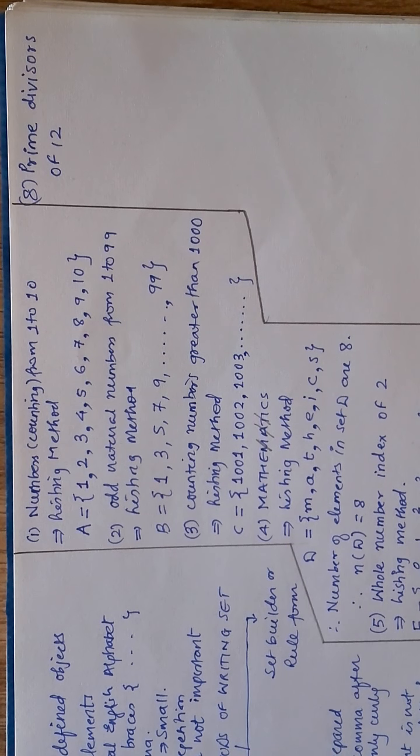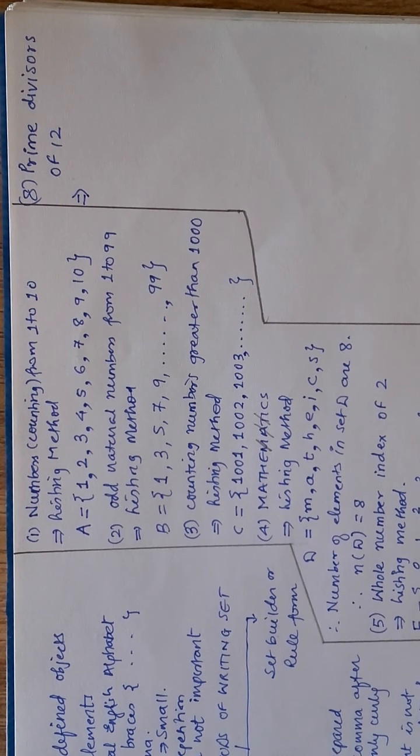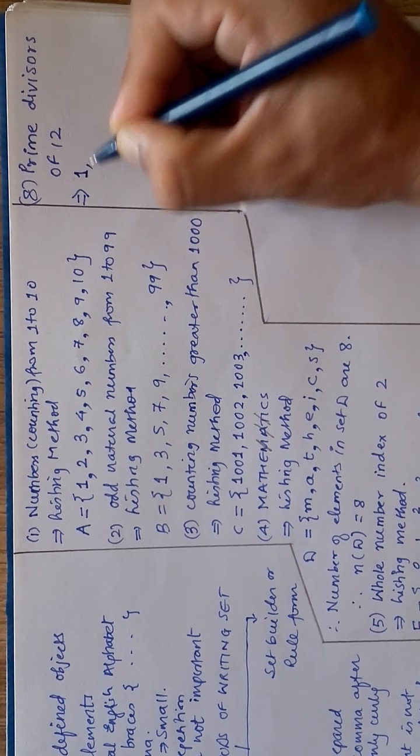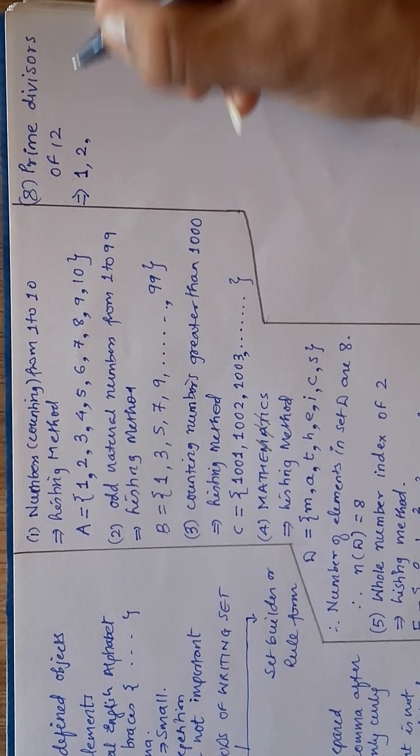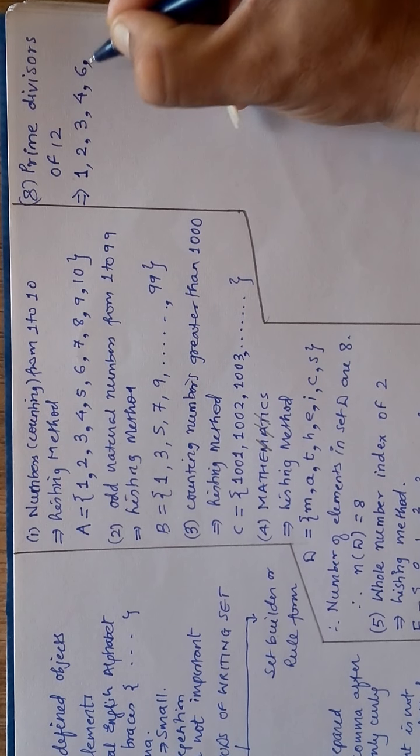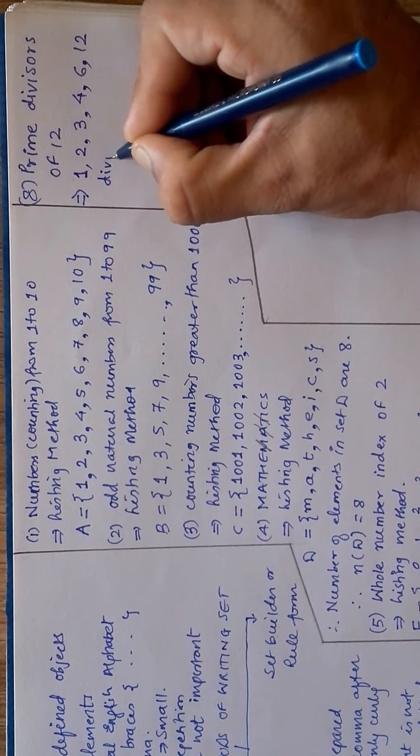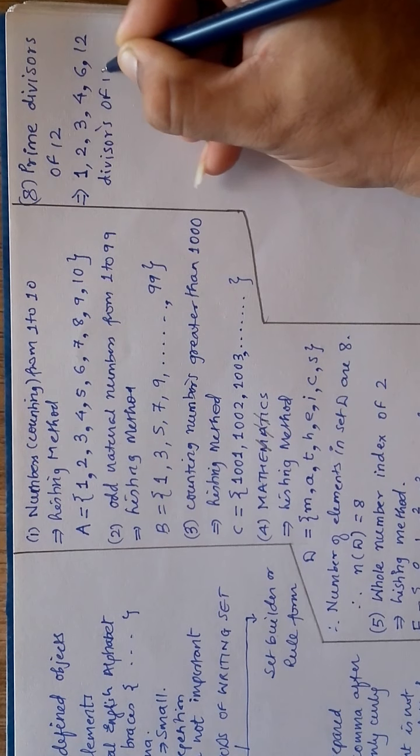Now I have written another question. Prime divisors of 12. So before going to the so-called listing method, what are divisors? Divisors are those numbers which can divide 12. So who are the divisors of 12? 1 can divide 12. Agreed? 2 can divide 12. 3 can divide 12. 4 can divide 12. 6 can divide 12. And I think 12 can divide 12, right? These are the divisors of 12.